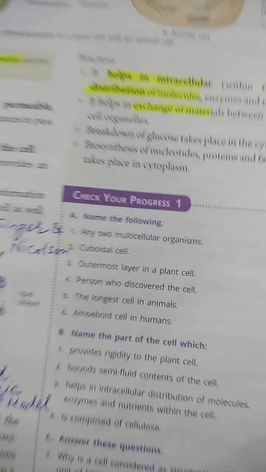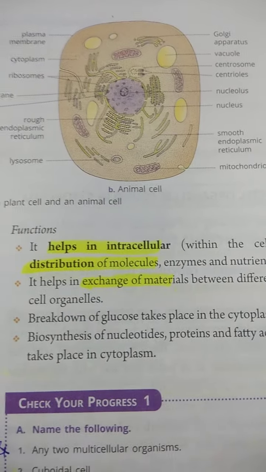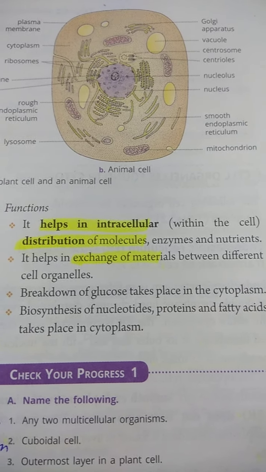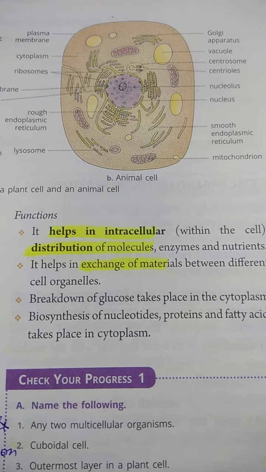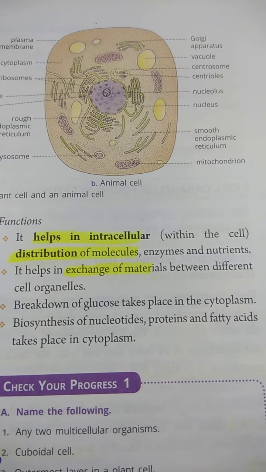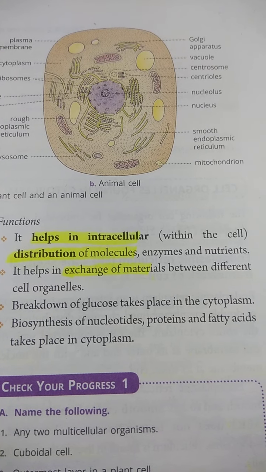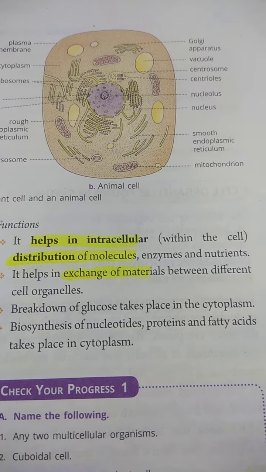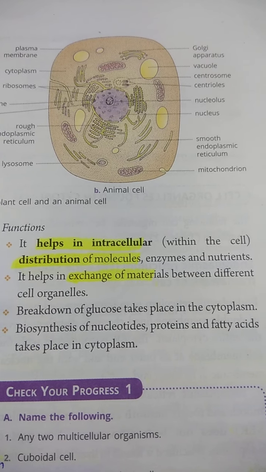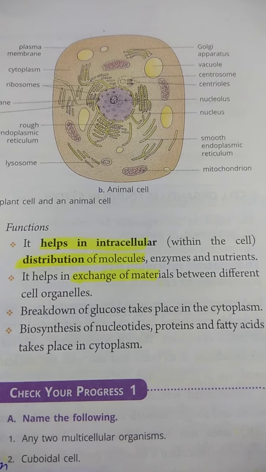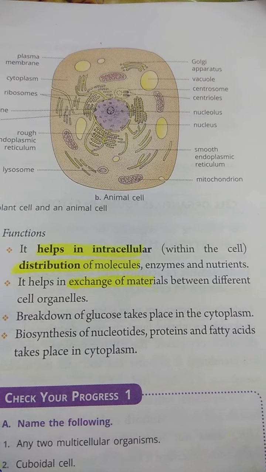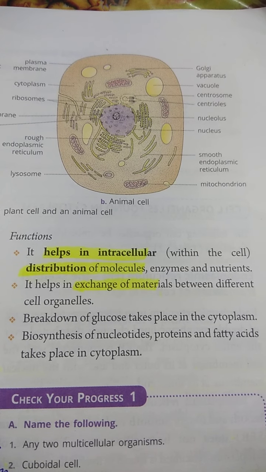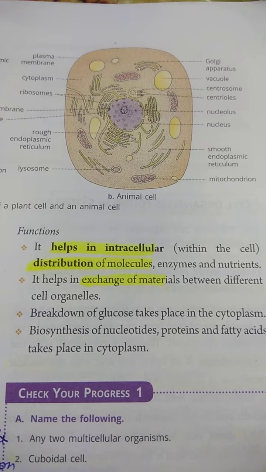So what are the functions of cytoplasm? It helps in intracellular distribution of molecules, enzymes and nutrients. Means within the cell, the distribution of substances takes place with the help of the cytoplasm. It helps in exchange of material between different cell organelles. Breakdown of glucose takes place in the cytoplasm, that is, respiration occurs in the cytoplasm also, and biosynthesis of nucleotides, proteins and fatty acids takes place in the cytoplasm.